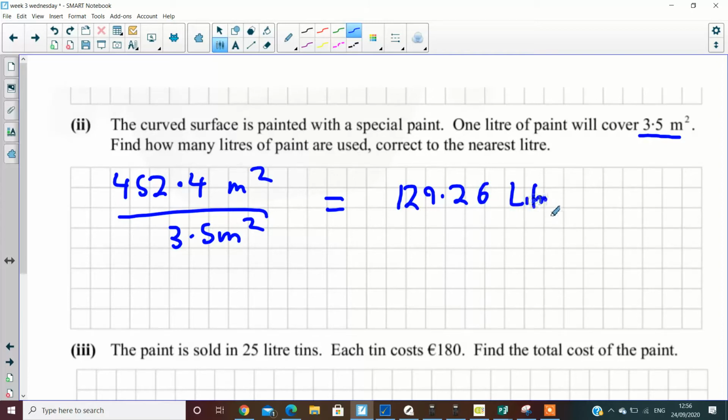Now, you need over 129.26. You can't round that down. Why can you not round it down? Because you'll have a bit left over with no paint on it. So you need at least 129.26 litres.